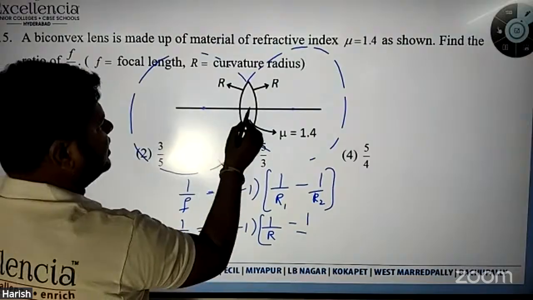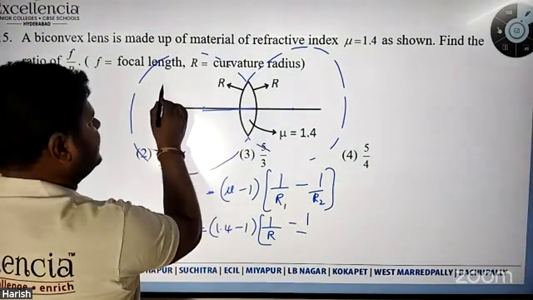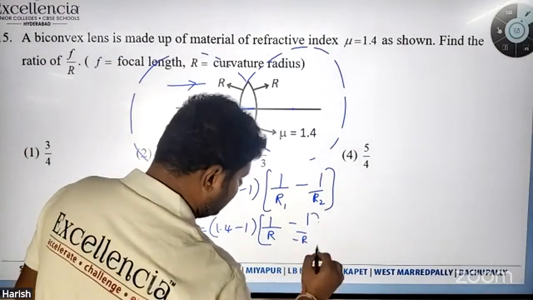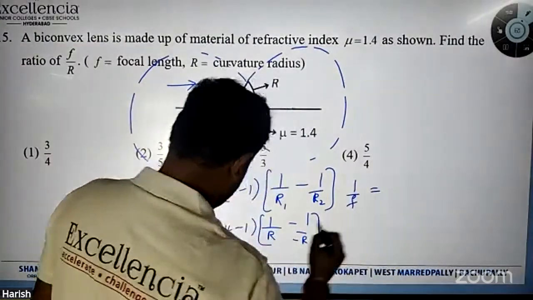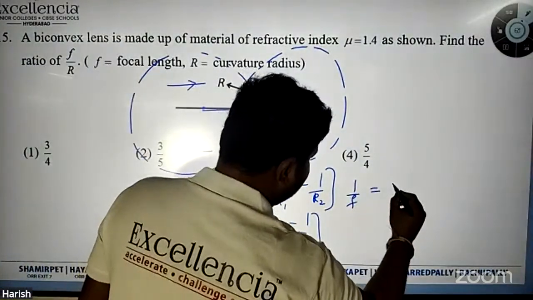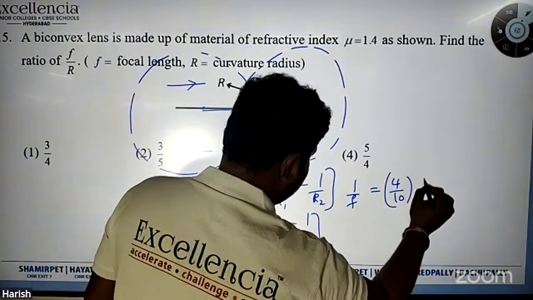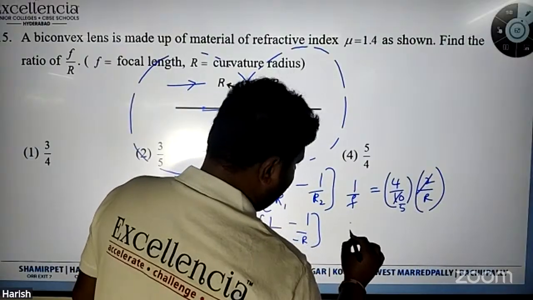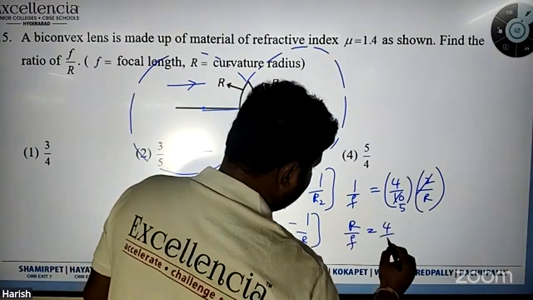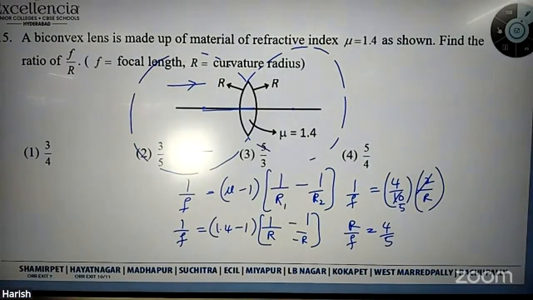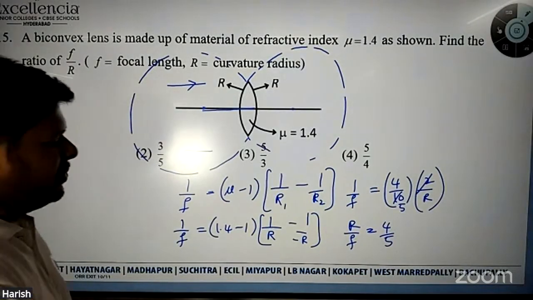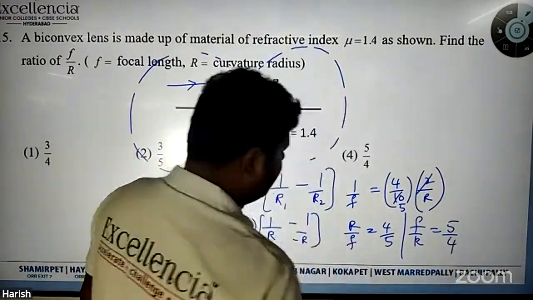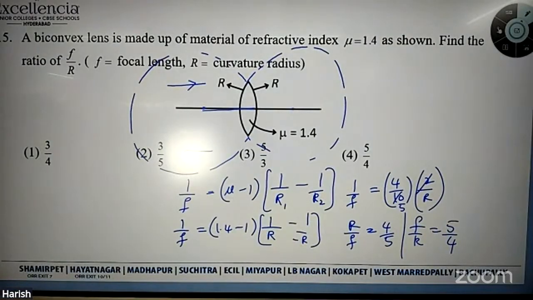Right? Because the center of curvature is here and this one I need to measure R2. Incident rays are on the right side and this is measured on the left side, so it will be negative, minus R. So this will be 1 by F equal to 0.4, which I can write as 4 by 10 into 2 by R. So R by F will be equal to 4 by 5. They're asking F by R. F by R will be equal to. Next option.